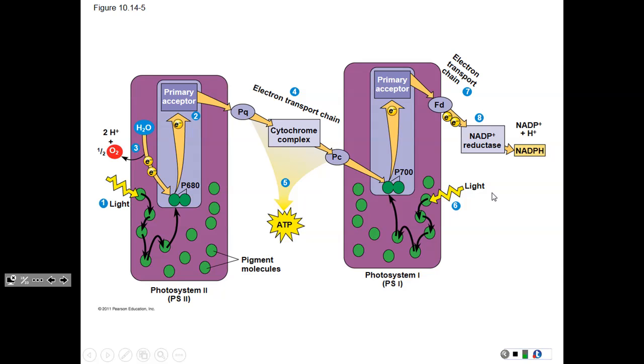It's possible for you to make the NADPH directly by having a chlorophyll interact here. You don't get the ATP if you do it that way, if you start with photosystem 1 as opposed to photosystem 2.